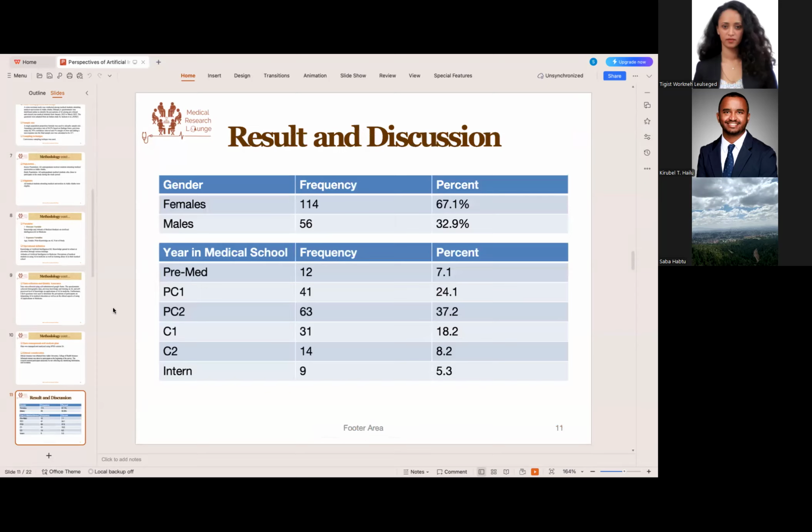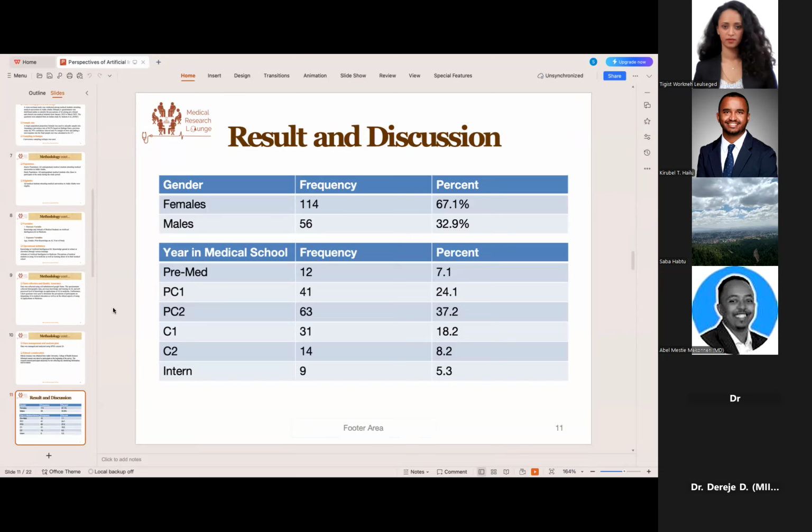Some of the results we tried to show in tables. So the majority of the participants were females, and preclinical year medical students comprised over 50% of the participants in this study.